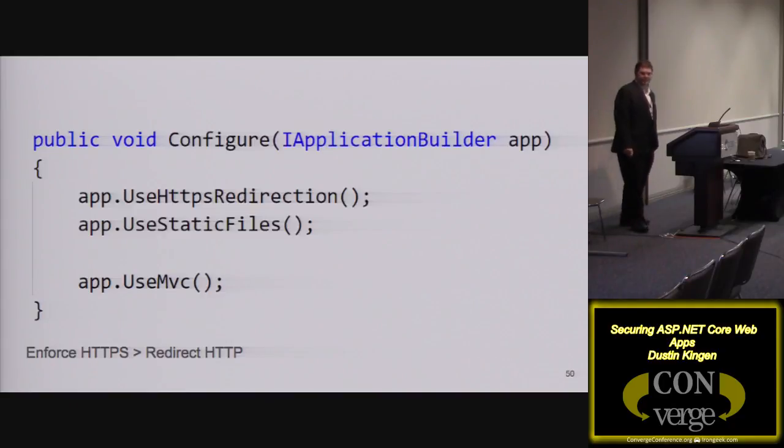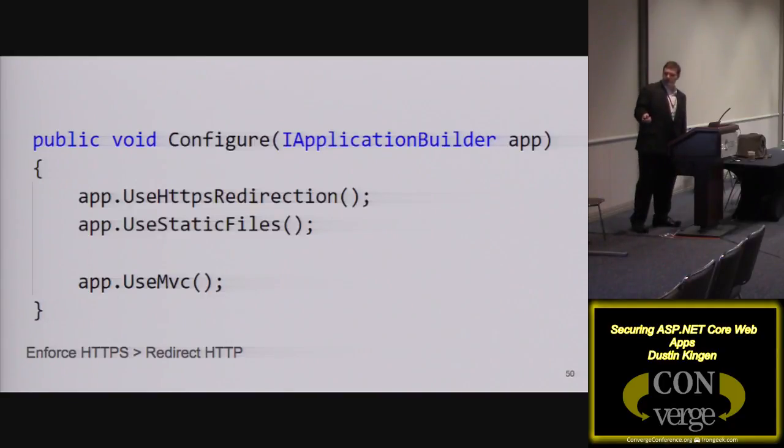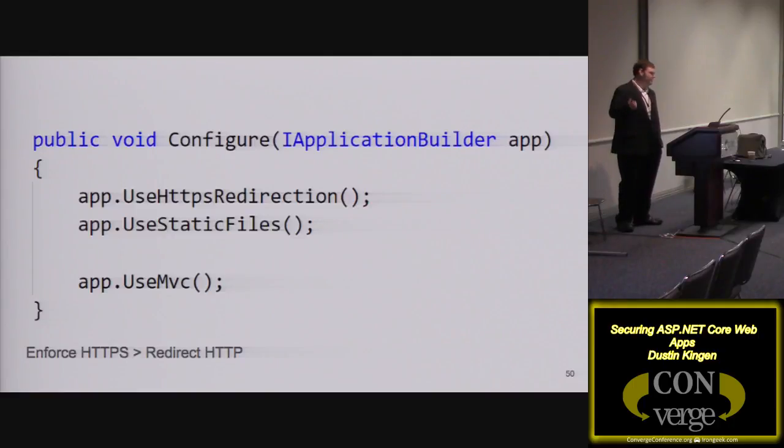Notice in this example, we are doing HTTPS redirection before the static files. The pipeline, as I mentioned before, works in order. So if you had static files and somebody requested one, and you had the HTTPS redirection after that, then you would get insecure files being served.